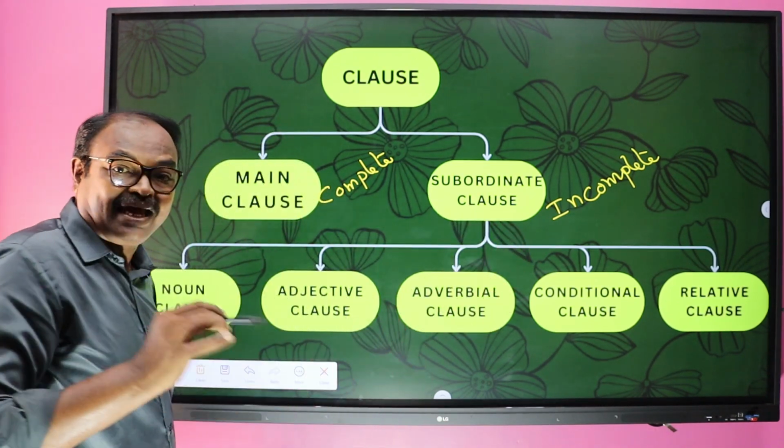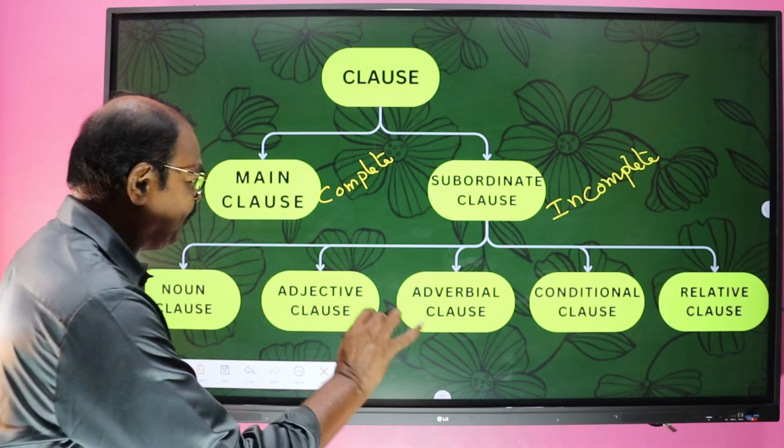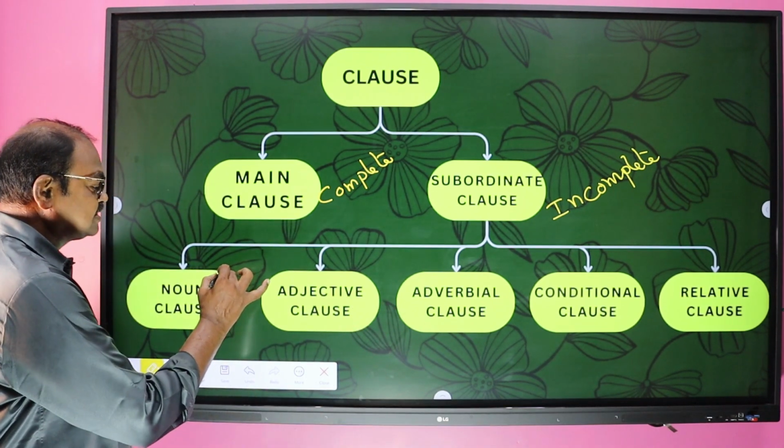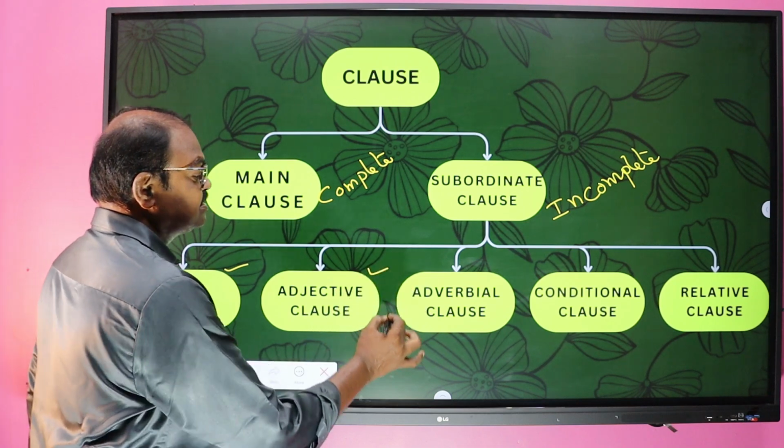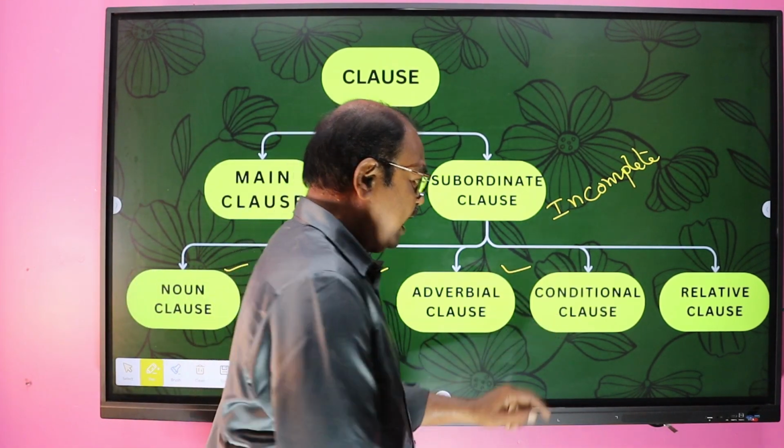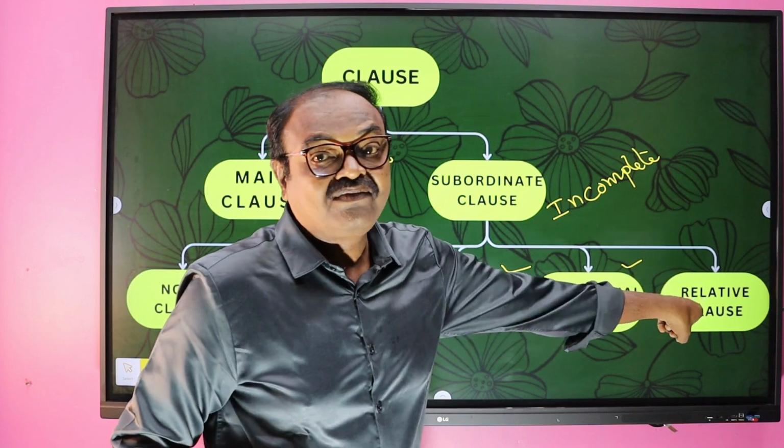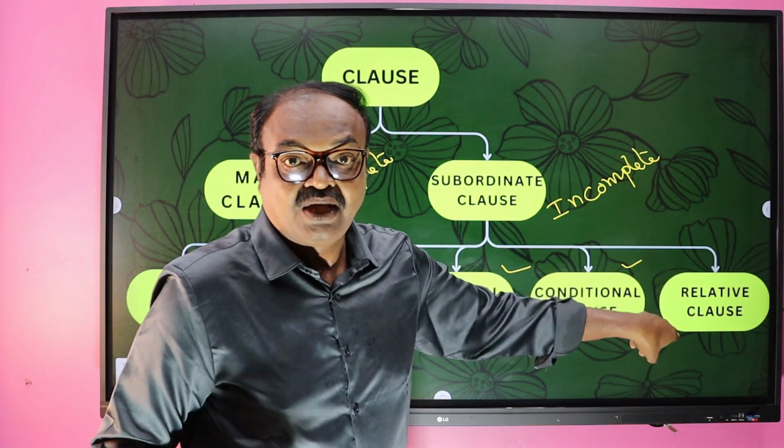Subordinate clauses are again divided into mainly 5. See, this is the noun clause, adjective clause, adverbial clause, conditional clause, and relative clause. Now we have entered the topic.